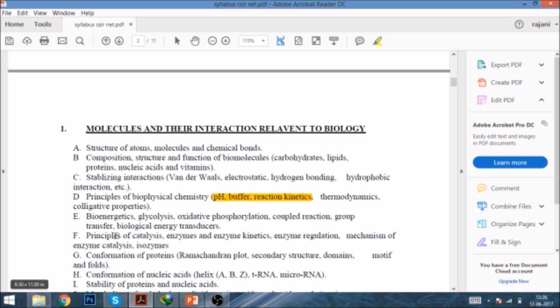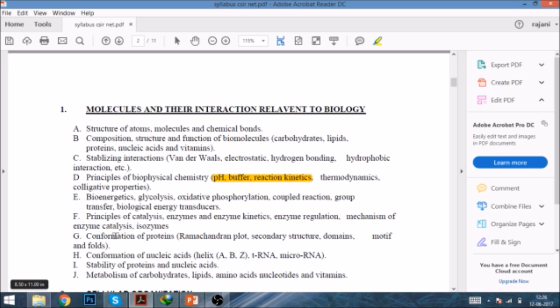Next come the enzymes. It is number F, enzymes and enzyme kinetics. I have a video over this enzyme and enzyme kinetics, where basically numerical based questions based on the turnover number and specificity of the enzymes are asked.